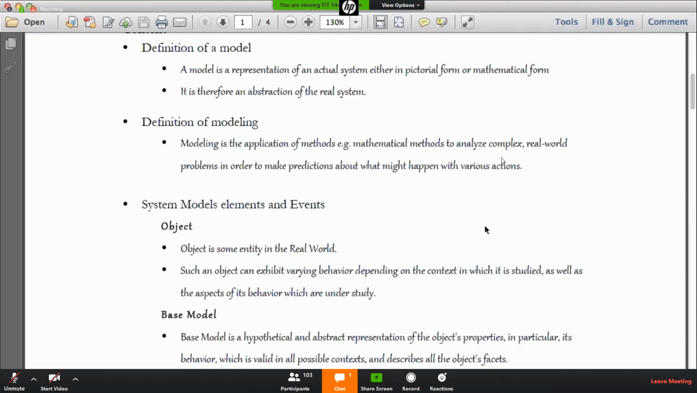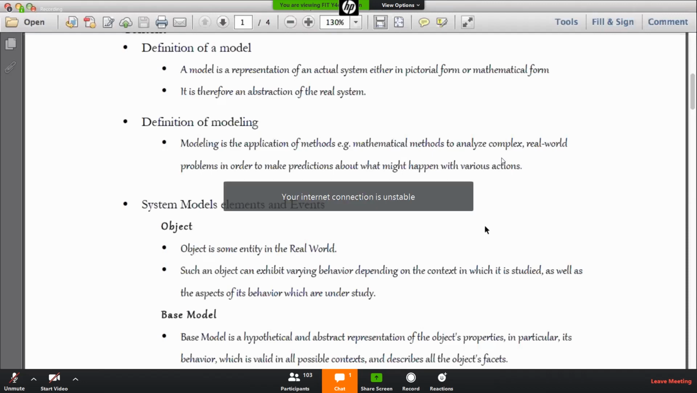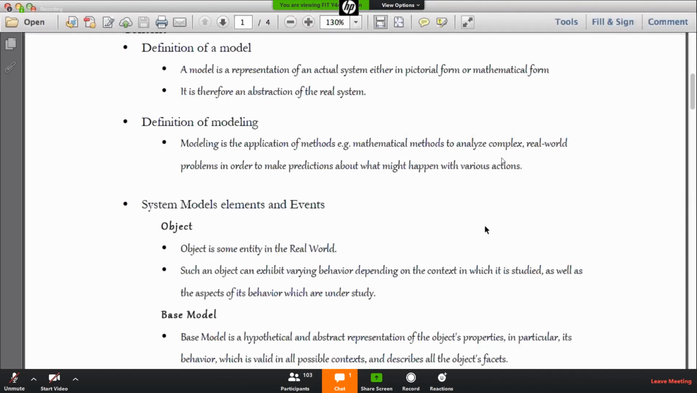But when you implement it using database development software, maybe MySQL or Oracle or any other software, then you transfer that which is abstract into real. So it is a representation of this property, in particular its behavior, which is varied in all possible contexts and described.